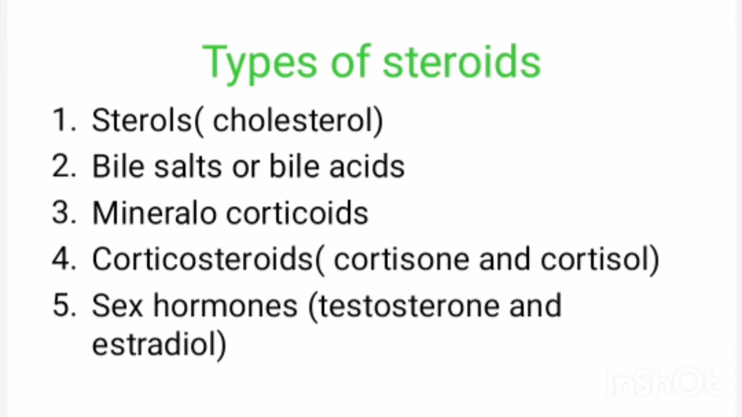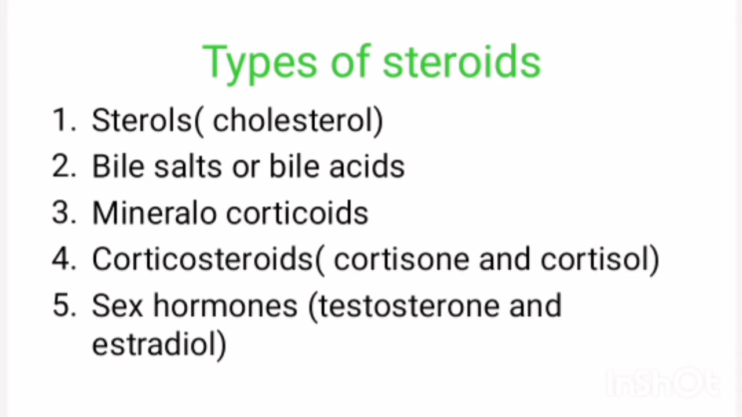Second one, bile salt or bile acids. These are made in the liver and they do not function as hormone but are necessary for the digestion and absorption of fat. Third one, mineralocorticoids. These maintain the balance of sodium and potassium in the body.